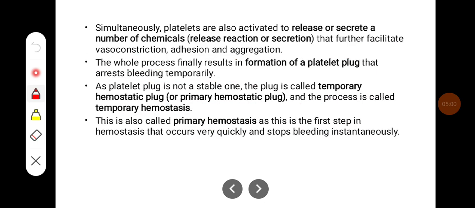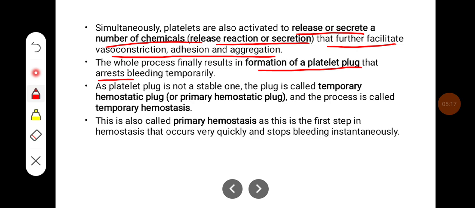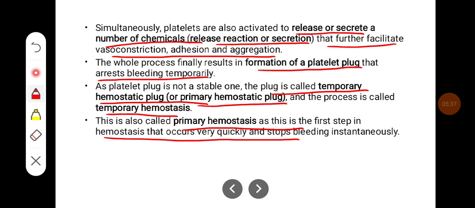Simultaneously, platelets are also activated to release or secrete a number of chemicals, which is called release reaction or secretion, that further facilitates vasoconstriction, adhesion, and aggregation. The whole process finally results in formation of the platelet plug that arrests the bleeding temporarily. As the platelet plug is not stable, this plug is called the temporary hemostatic plug or primary hemostatic plug. And the process is called temporary hemostasis. This is also called primary hemostasis as this is the first step in hemostasis that occurs very quickly and stops bleeding instantaneously.